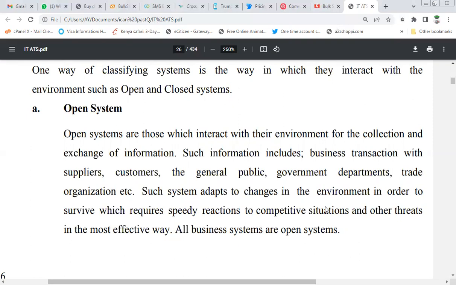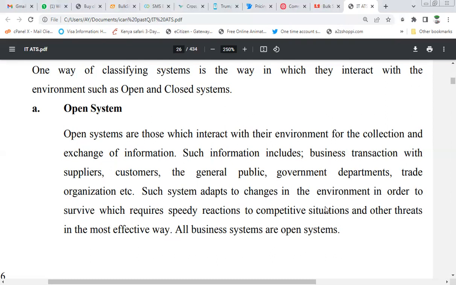an extrovert, someone who interacts with people freely, makes friends easily, and interacts with society. Usually when you interact with people in society freely, you easily get information, you easily mix, and you can easily get help and resources. So that's what the open system also represents. Open systems are those which interact with their environment for the collection and exchange of information. Such information includes business transactions with suppliers, customers, the general public, government departments, and trade organizations. Such systems adapt to changes in the environment in order to survive, which requires speedy reaction to competitive situations and other threats in the most effective way.